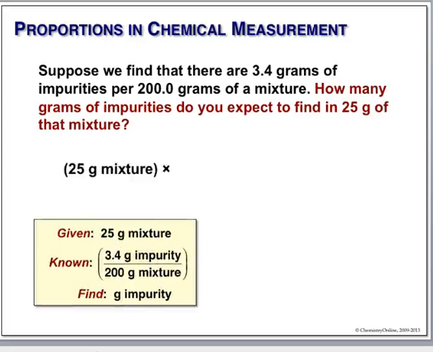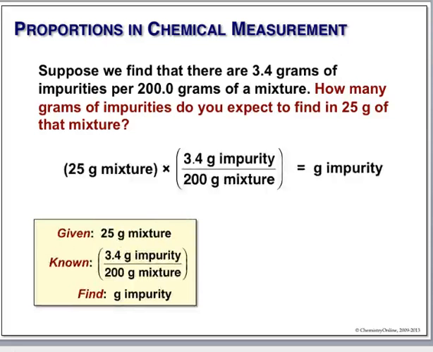We have 25 grams of mixture. We know there are 3.4 in every 200 of impurity. We set it up so that mixture is in our denominator. Mixture cancels. And we have 0.42 grams of impurity in our 25 gram sample. So we simply took this word problem, took these guys, and constructed a ratio based on those.